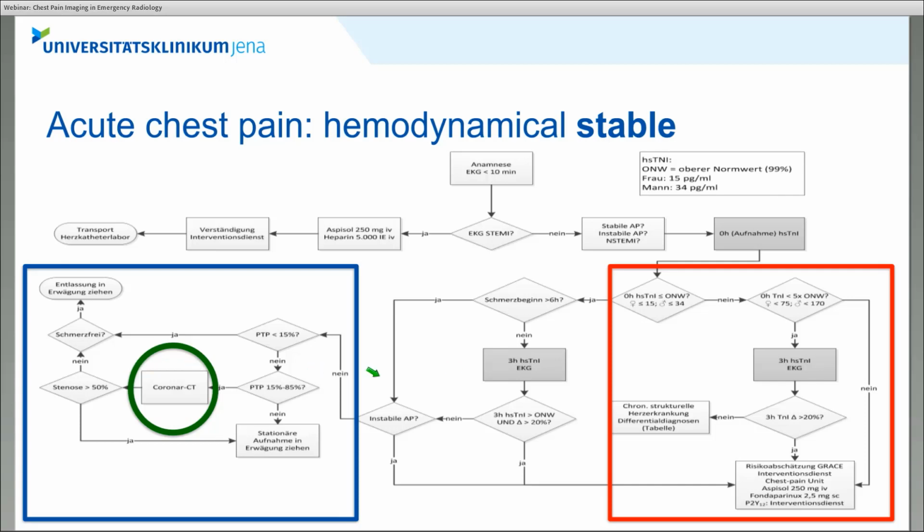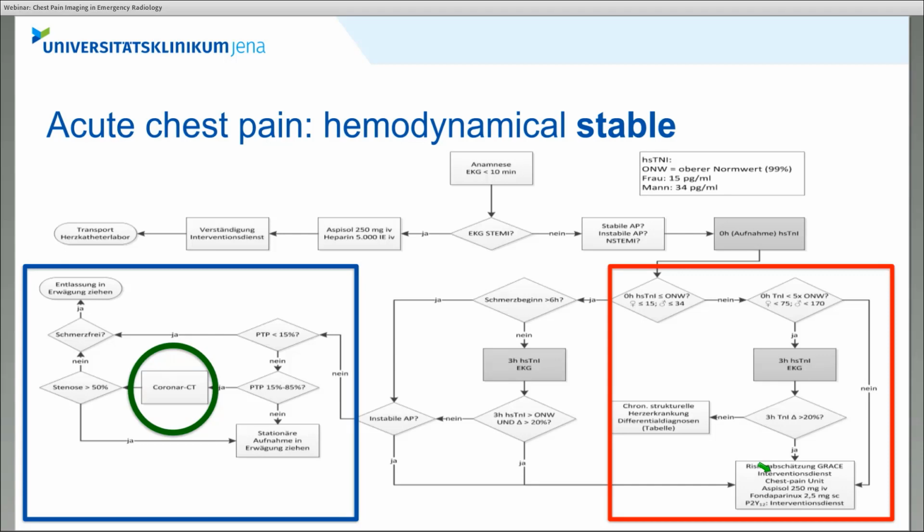You see on the right the red bar. These are the patients who have acute coronary syndrome, a so-called NSTEMI with elevated troponin levels, for example, or unstable angina pectoris. These patients usually go to the chest pain unit, and were not recommended so far, even by the new guidelines, for non-invasive imaging. But we don't know.